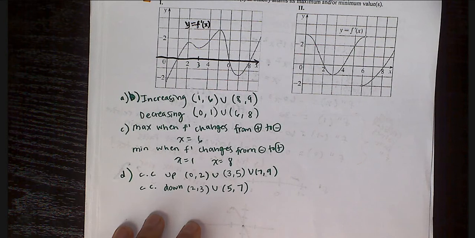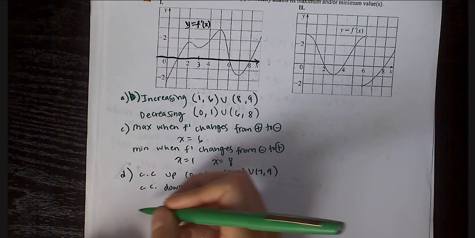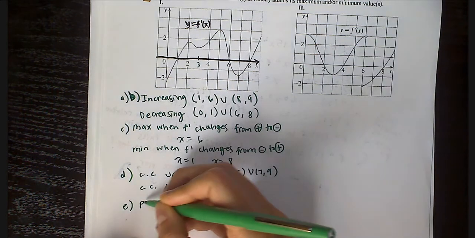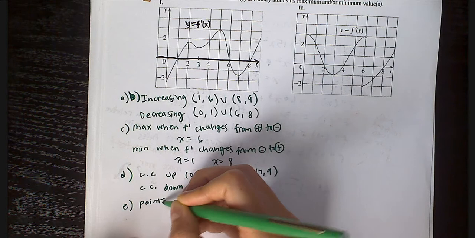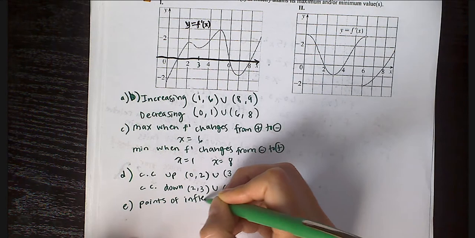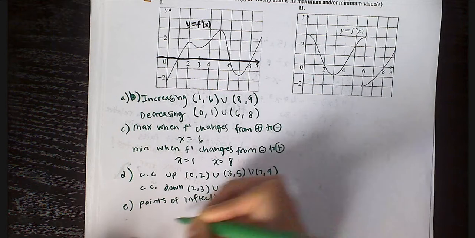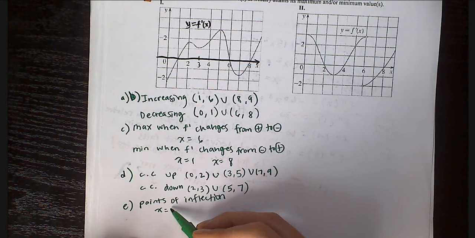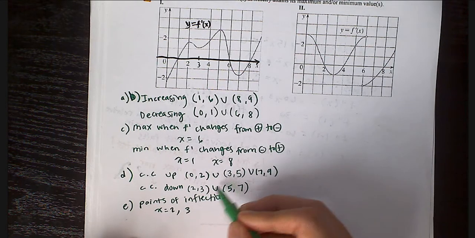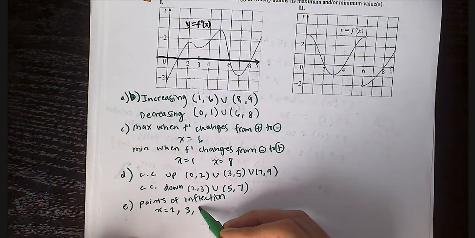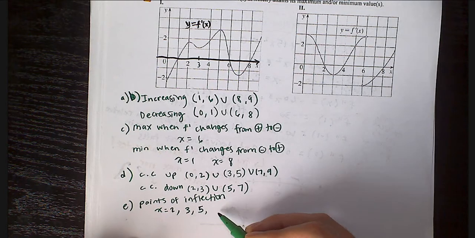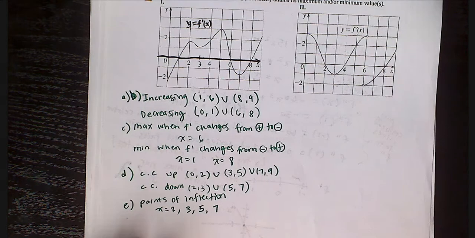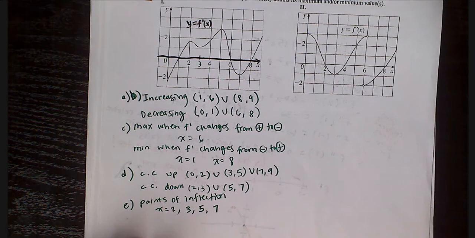Points of inflection occur when you change from concave up to concave down. So wherever the concavity changes, those are the points of inflection. Concavity is changing at x equals 2, 3, 5, and 7. So they're going to be like turning points.